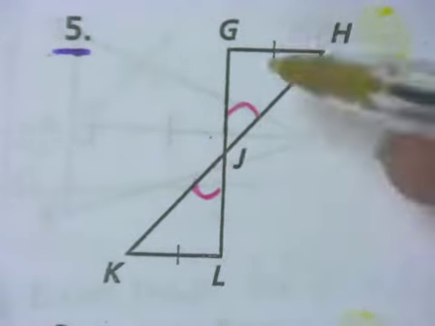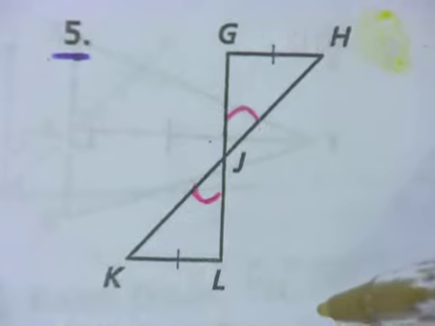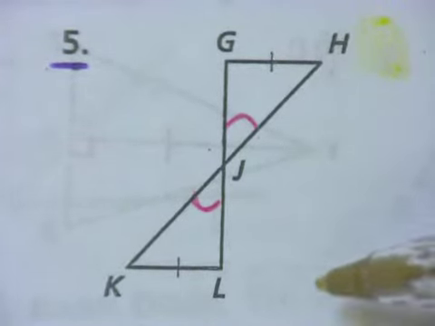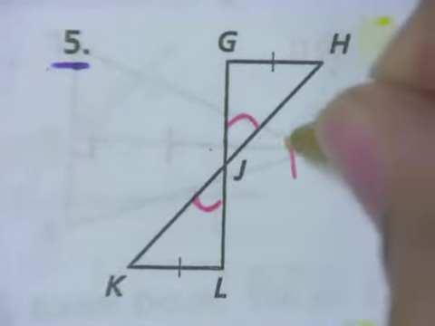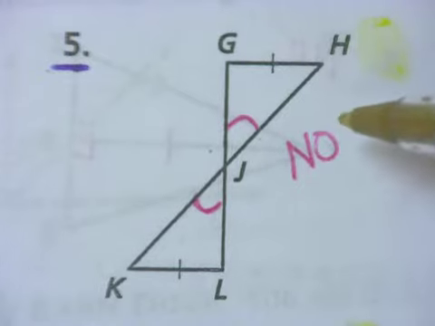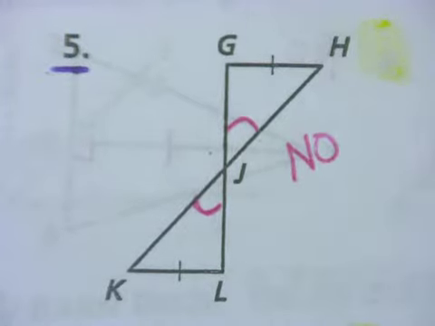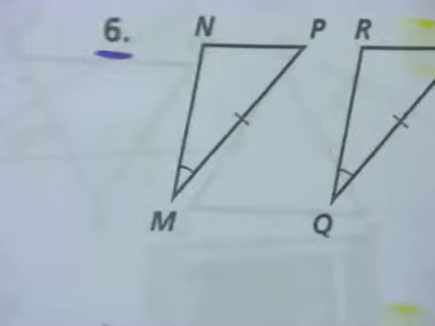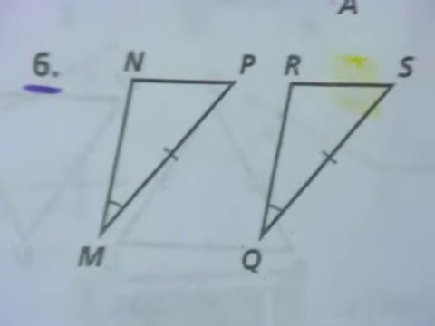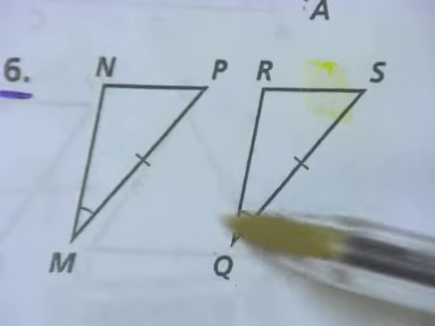Looking at number 5, I know that these two sides are congruent. I know that these are vertical angles. But other than that, they don't give me any more information. So as of right now, I can't prove that these triangles are congruent. So I'm going to say no, because I need at least 3 parts to match.